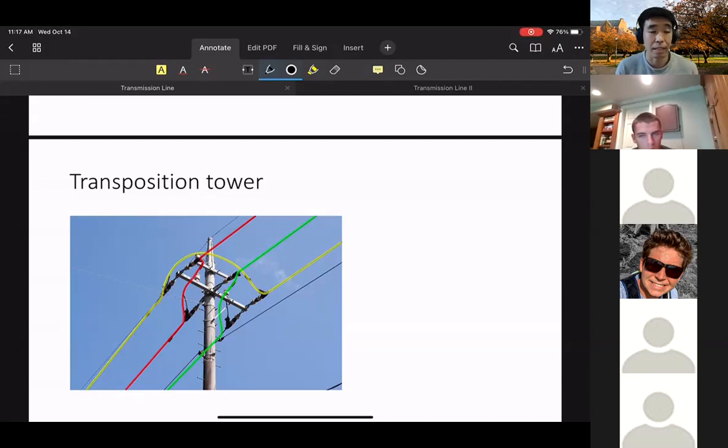And we can again assume balanced three phase, and just analyze a single-phase equivalent circuit.